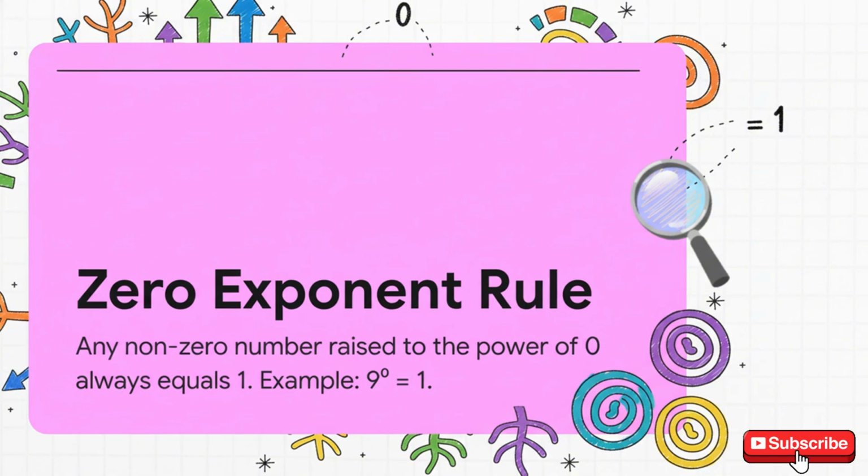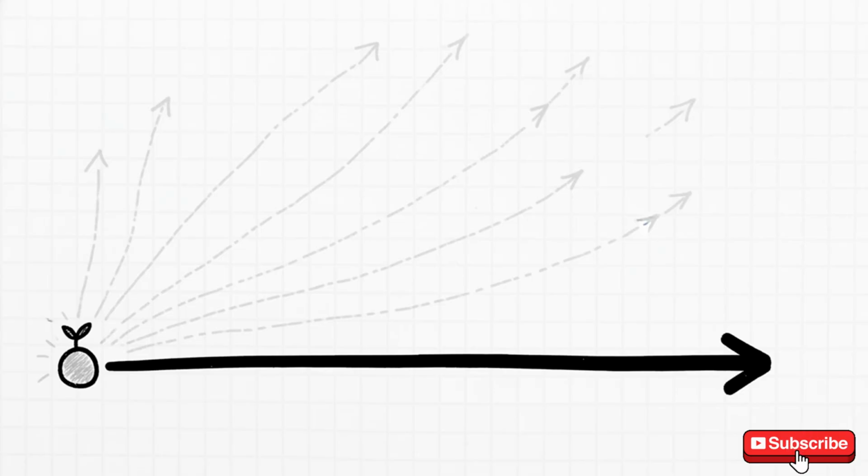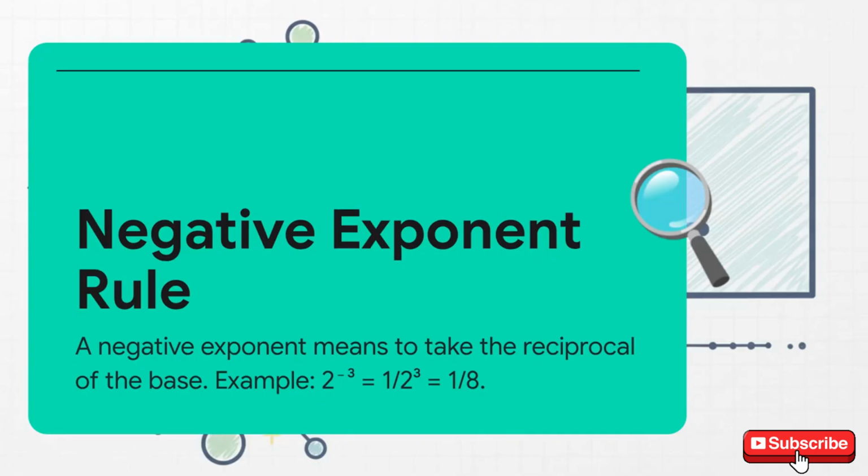Yep, still 1. Now, this isn't just a math party trick. In formulas for things like population growth or compound interest, this rule represents time 0. It's the single starting point, the baseline, before any of the growth has actually happened. It's absolutely essential.